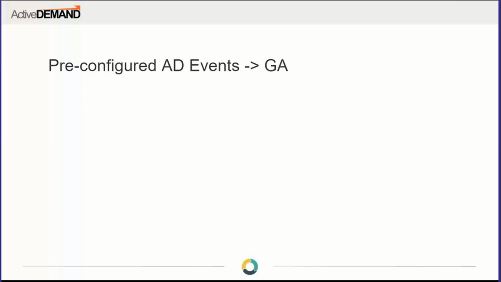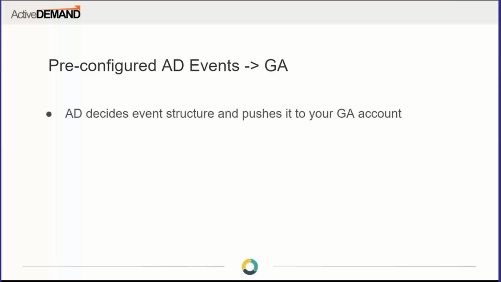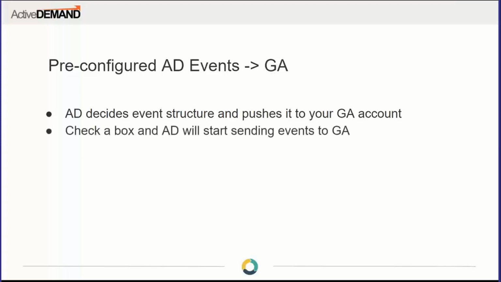Pre-configured events. I think most customers would get most of what they need just from doing this. ActiveDEMAND decides the event structure and just pushes it straight to your Google Analytics account. Really, all you need to do is just check a box, and ActiveDEMAND will start sending those events over to Google Analytics.